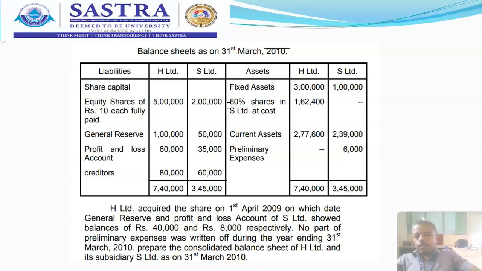So I request you to calculate and find out the difference between 1,62,400 and the total net realizable value, which we have calculated on the paid up value of 60% shares and 60% of capital profit together, 1,45,200. Hence, the difference between 1,62,400 and 1,45,200 is called goodwill.